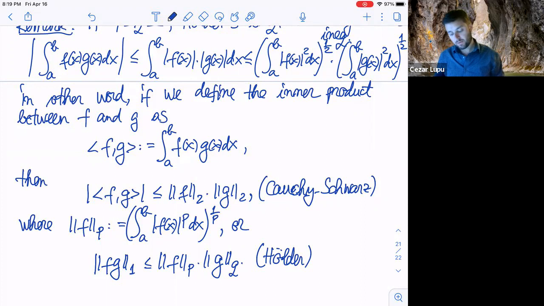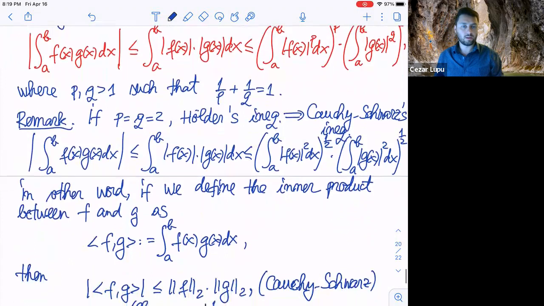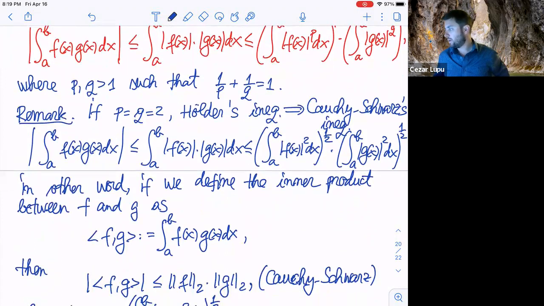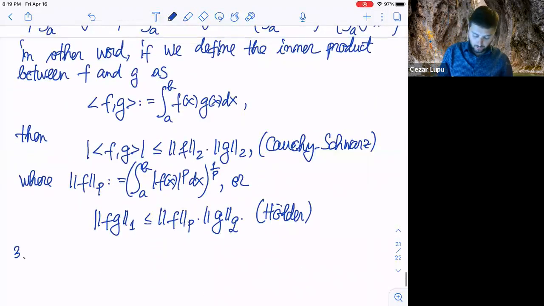And as a consequence of Holder's inequality, we get what we call Minkowski's inequality. Like I said, I don't want to dwell too much on the proofs of these inequalities because it will take a long time, and I think this course is much more important for applications. We would like to see how we apply these. So number 3, I would like to talk about Minkowski's inequality, or the triangle inequality.